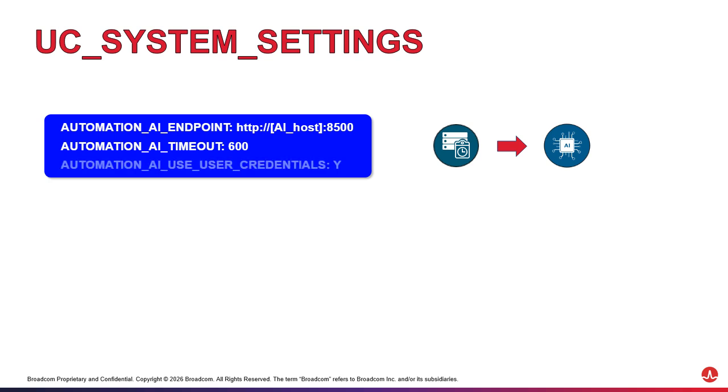The request will time out after 10 minutes. Add the user credential set to yes. This allows the generation of temporary bearer tokens for Automation AI to access the AE REST API. Without it, Automation AI will not work. None of these variables requires a restart of AE.